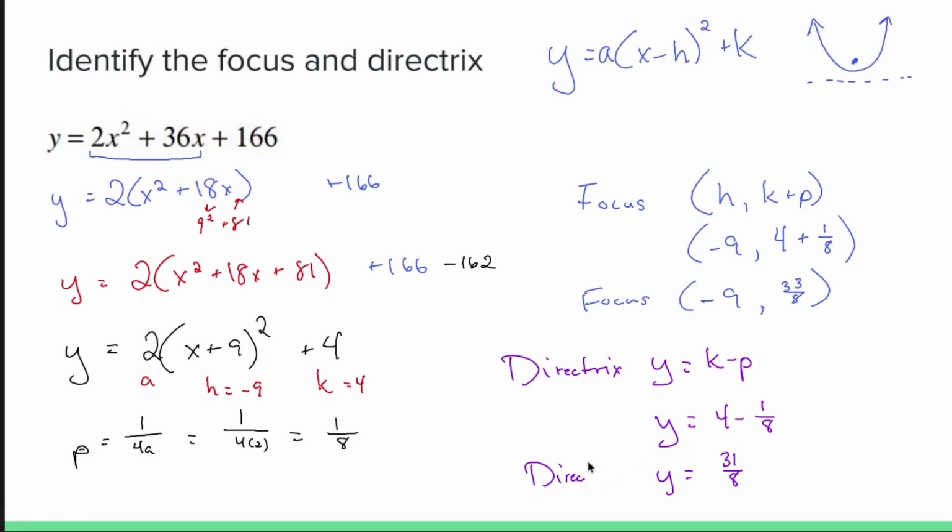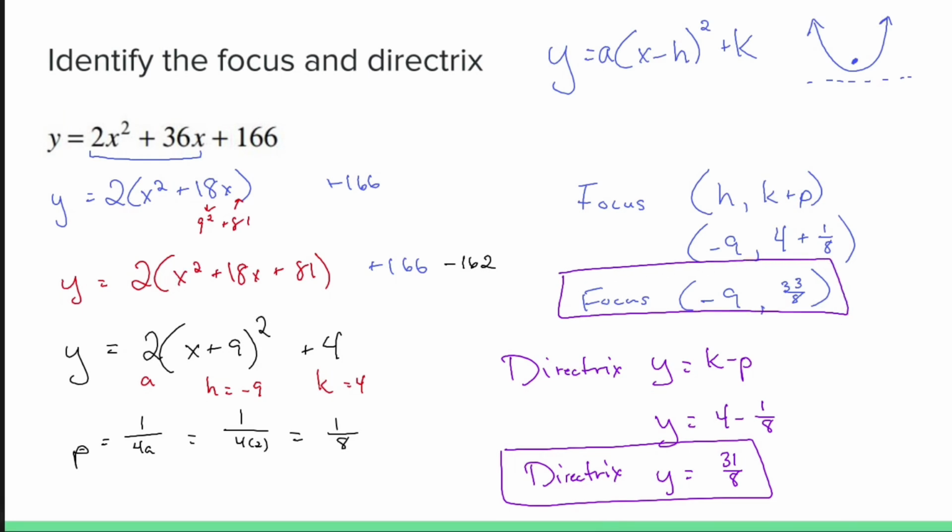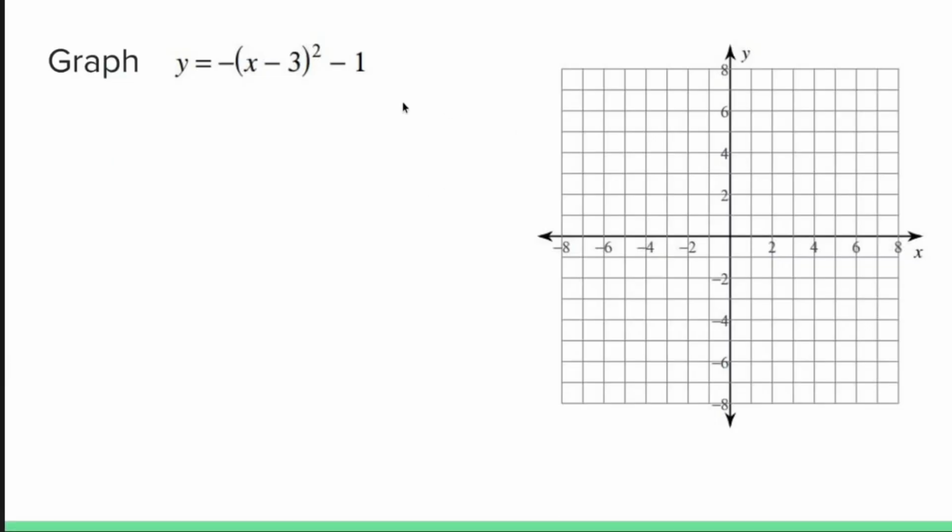So these problems, not the easiest guys in the world, not the easiest cats on the planet, but we did it. Graph y equals negative (x minus 3) squared minus 1. This is a parabola in vertex form. Vertex form is y equals a(x minus h) squared plus k, where the vertex is going to be the point (h, k).